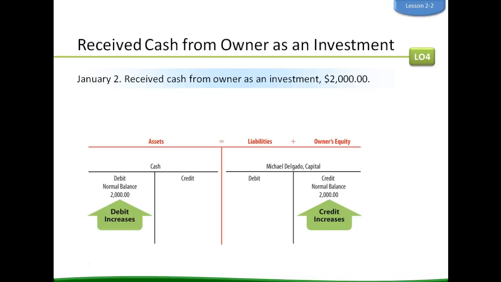The second piece is that Michael Delgado Capital, this is an owner's equity account. So we are going to be increasing the owner's equity in the business. The owner has added money to the business. That constitutes an increase in their equity in the business. And so there's going to be a credit to Michael Delgado Capital because we want to increase. So we have a debit on cash and a credit on this Michael Delgado Capital account. Okay.